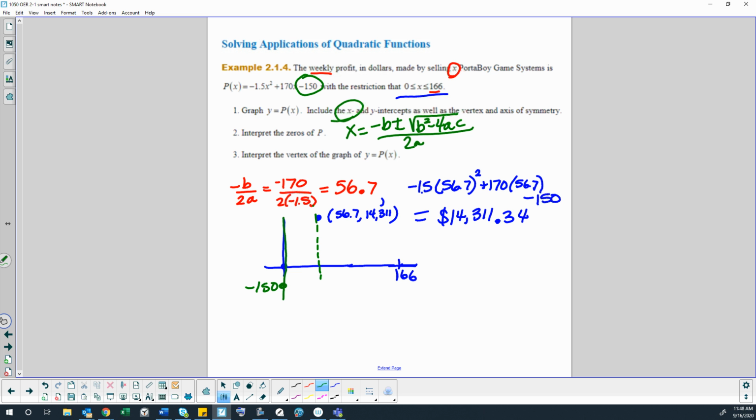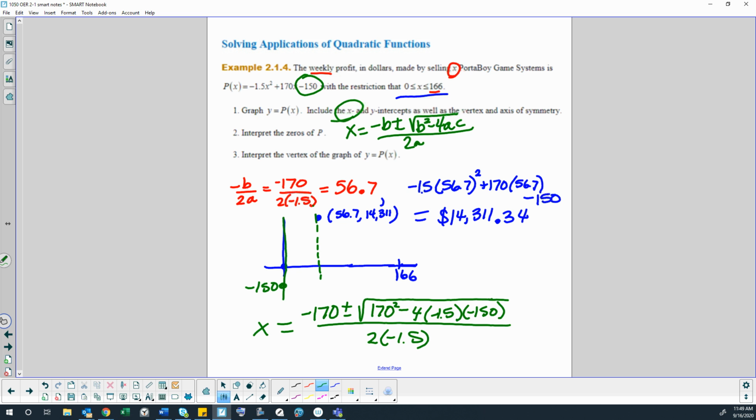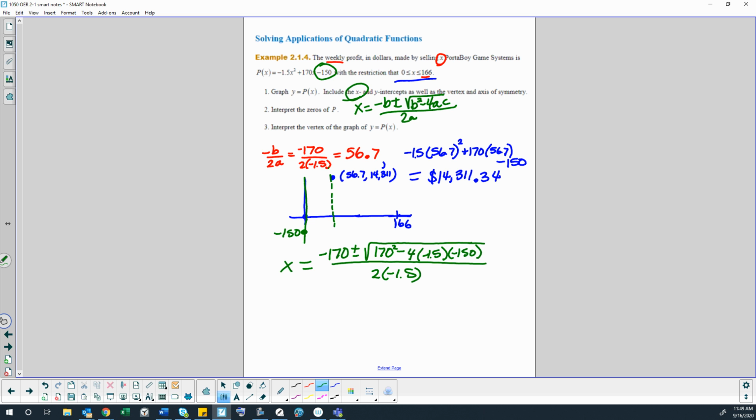Okay, so let's plug in our numbers. So we have negative b, which is negative 170, plus or minus the square root of 170 squared minus 4 times negative 1.5 times negative 150, all over 2 times negative 1.5. Now really this is just something you're going to want to plug into a calculator, just crunch through it, basically. So make sure you understand order of operations.